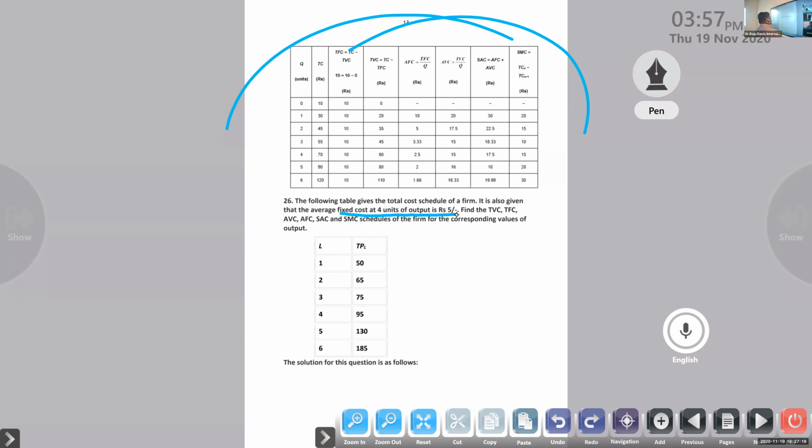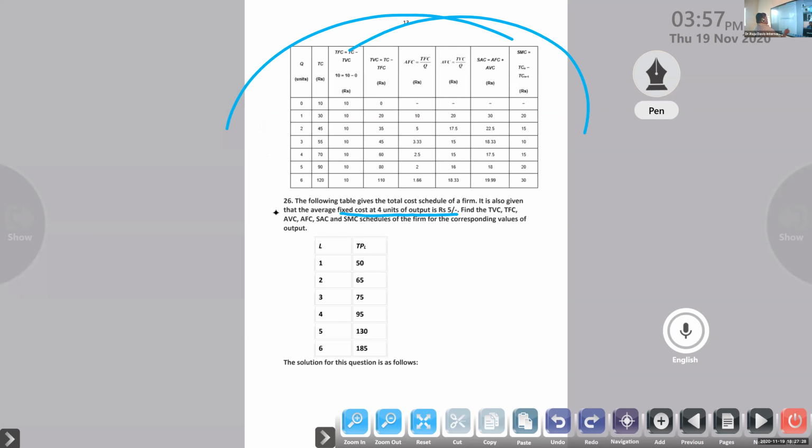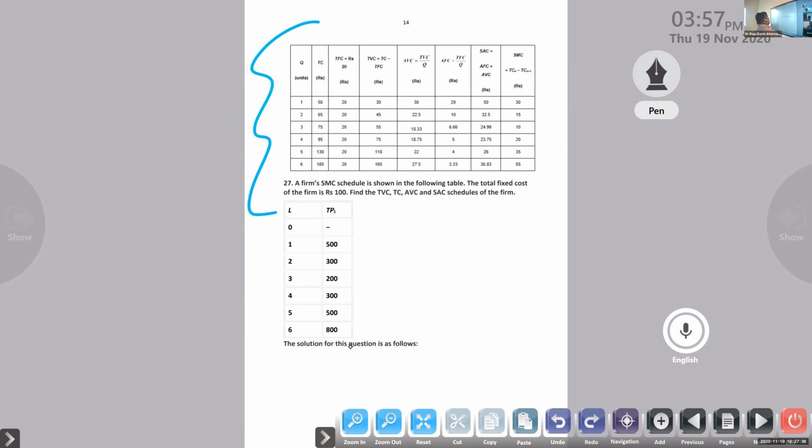You can see the solution here. Just check the table: 150, 265, 375, 495, 5, 130, 6, 185. This is the solution. Fixed cost is 20 only, which is 4 into 5, right?